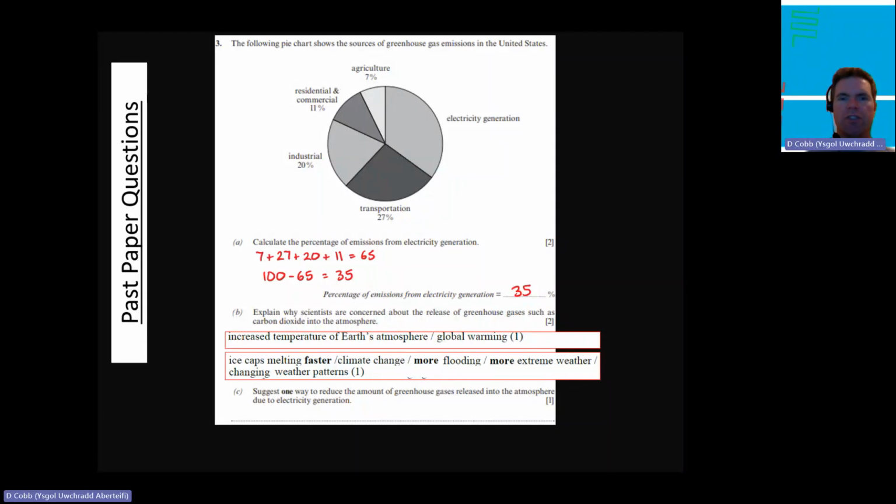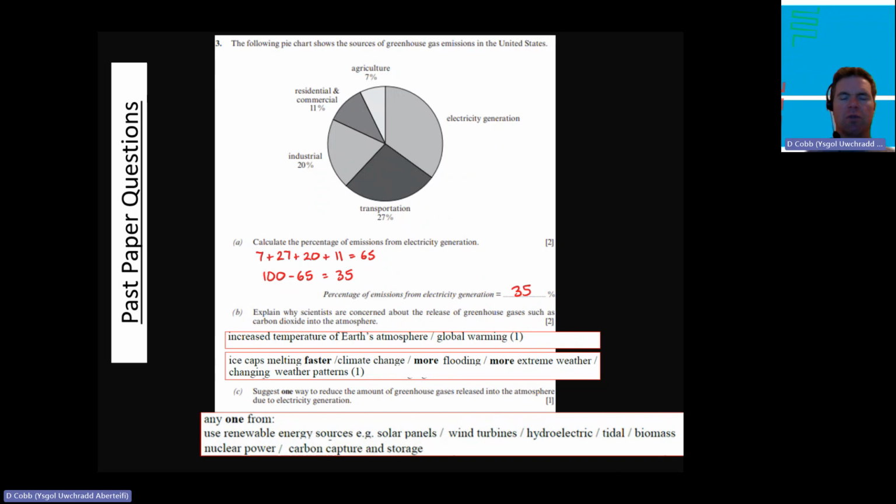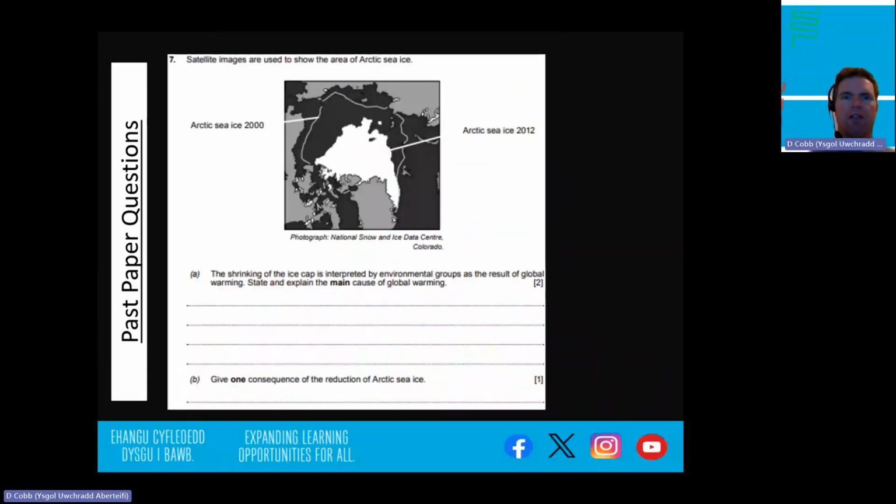So just one way to reduce the amount of greenhouse gases released into the atmosphere, well, you can use renewable energy sources, or you could name one. Okay, there's a list of them there, or you can say carbon capture and storage. Okay, any of those would work. And I think everything on there seems pretty straightforward. This is perhaps a harder question here.